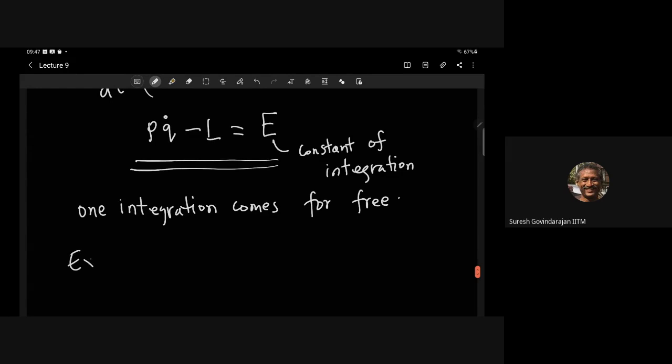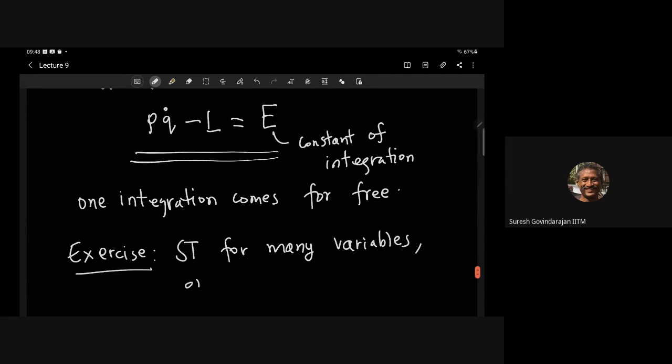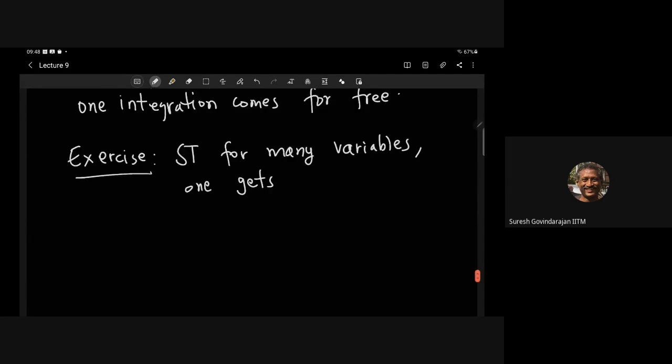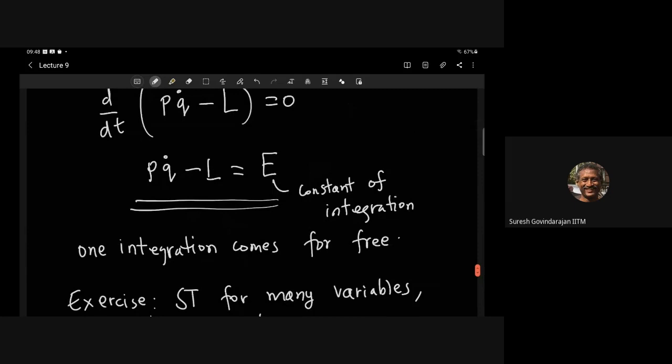Okay, so exercise: show that for many variables one gets this. This is what you get. And I use the symbol E because for simple examples, this becomes the energy.